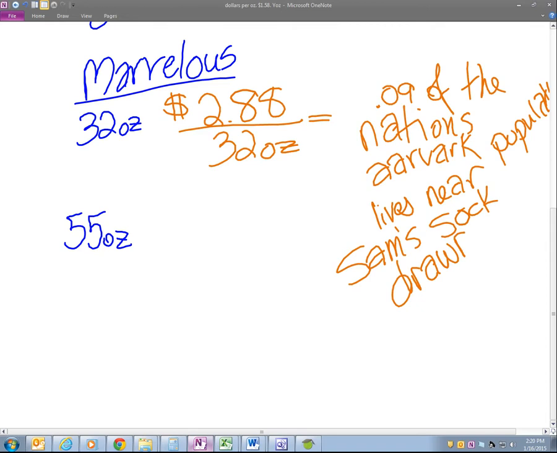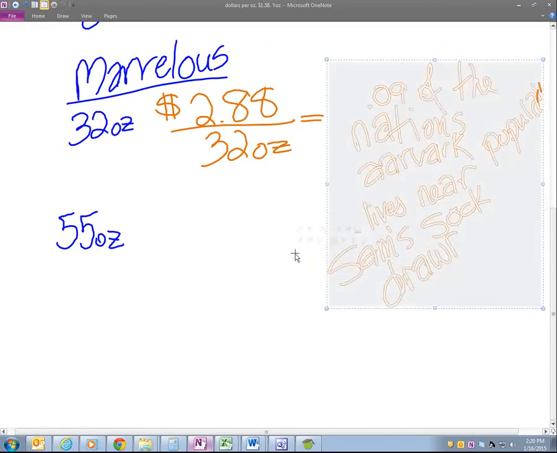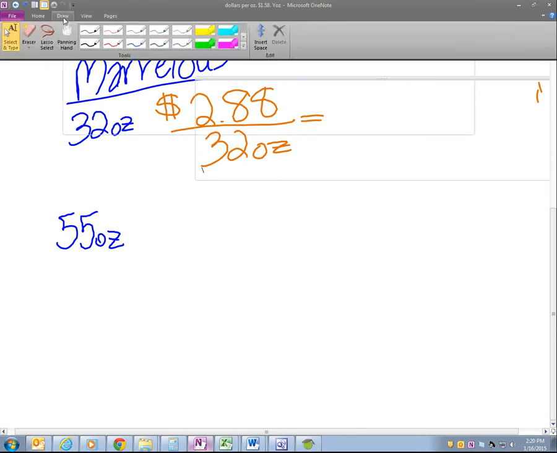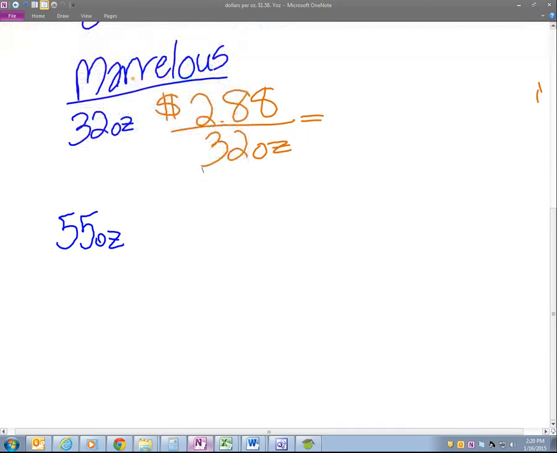Did you forget something? Ounces. Nope, not ounces either. Has anyone gotten those down? Let's try it again. Sydney, what should you have said? Okay, you said cents. 0.9 cents per ounce.